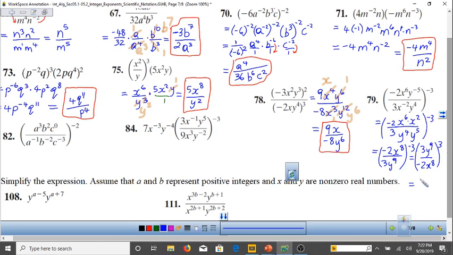3 to the 3 is 27. Y to the 9 cubed is y to the 27. Multiply the exponents. Negative 2 cubed is negative 8. And x to the 8 cubed is x to the 24. Again, multiply the exponents. And that's our answer. That's one method of doing it. It is not the only method, but that's the one I chose to use to do this question.